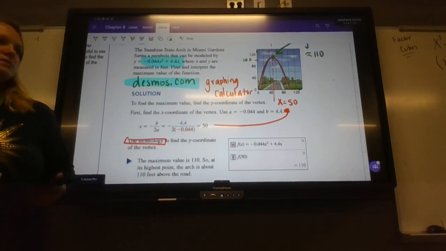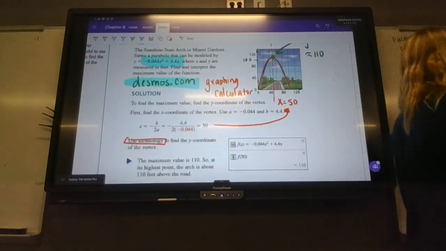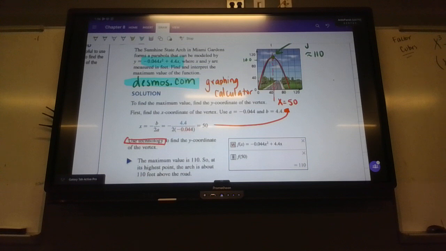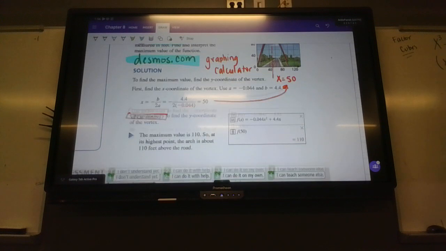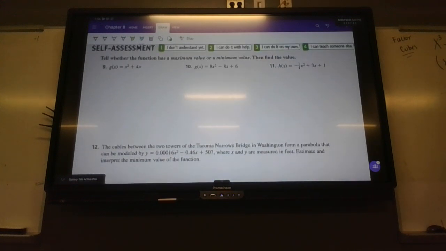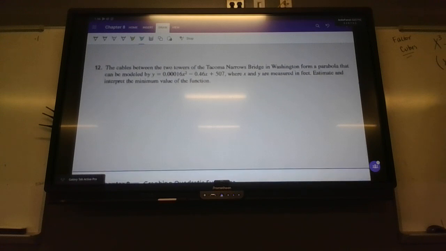All right, so let's do our first problem. Number 12. This is the cables between two towers of the Tacoma Narrows Bridge in Washington. Tacoma is in the state of Washington. This is what you're going to type into Desmos, and you're going to find the minimum. So I believe this is this type of bridge where cables keep it up.